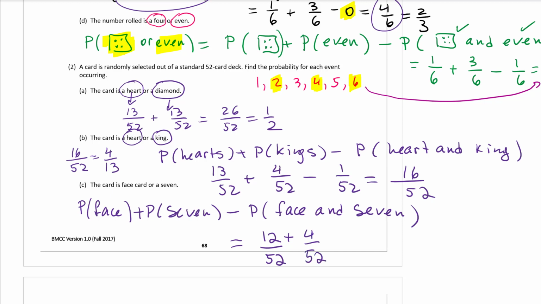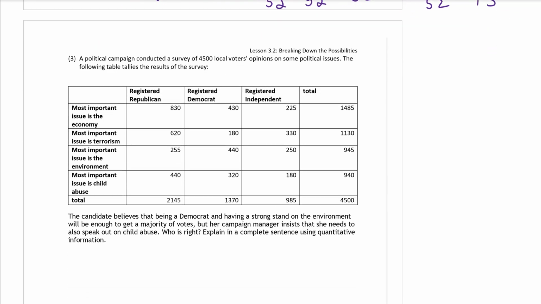And can a card be a face and a 7 at the same time? No. So that's why we say that these two are disjoint. So you add them together, you get 16 out of 52. Again, by the way, which gives us the answer of 4 out of 13 as the final answer. Okay, so that's how we're counting. Alrighty, guys, we have one last question to do.